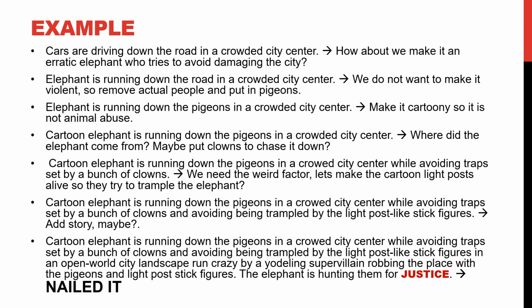Let's make the light posts and other signs living things, which are trying to trample or beat the elephant down somehow. So, okay, now we have a cartoon elephant who is running down the pigeons in a crowded city center while avoiding traps set by a bunch of clowns and avoiding being trampled and beaten by the light posts and all the signs and the other suitable objects of the city.